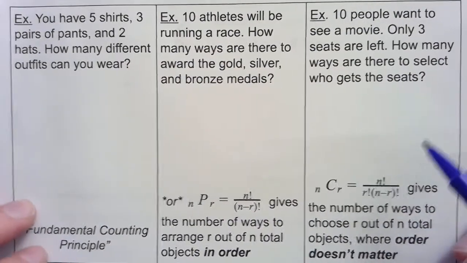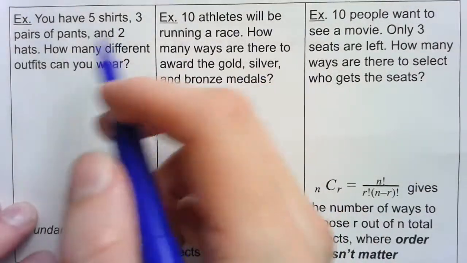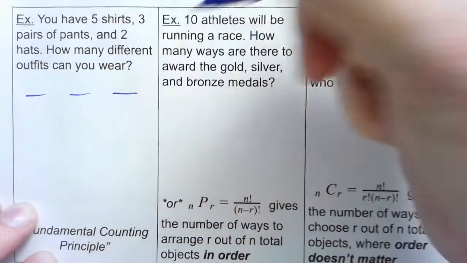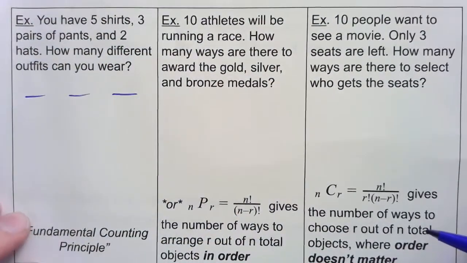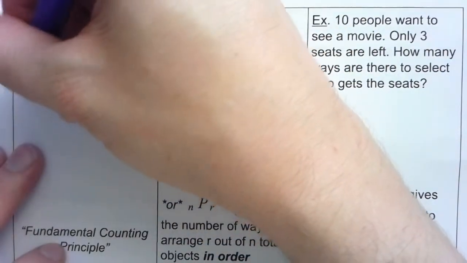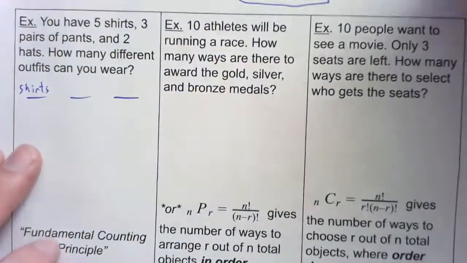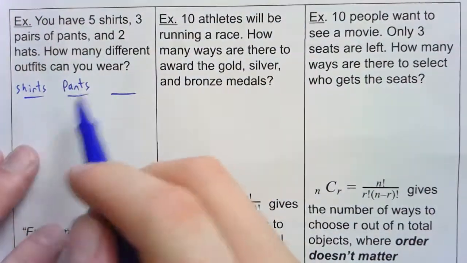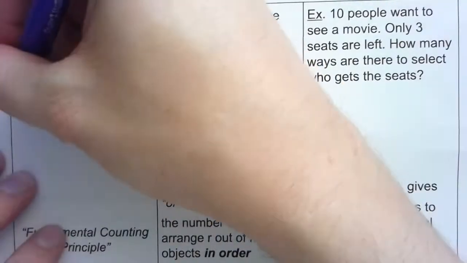So the fundamental counting principle says if we have something like this, I like to think of it kind of like slots. We've got different slots that we have to fill in, and the slots have to be separate. So shirts is one slot here, and then pants is another slot here. They have to be separate. You have to be able to tell the difference between these.